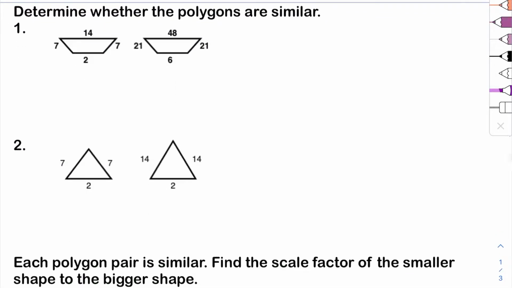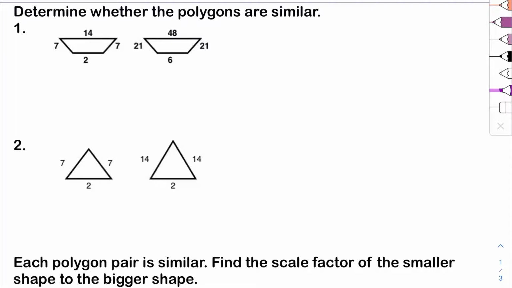Let's look at some practice questions together. So the directions say to determine whether the polygons are similar. Well, we don't have any information about angles here, so the way we're going to determine if the polygons are similar is we're going to verify that the sides are proportional. Remember, proportional means that they increase by the same scale factor. The scale factor is what you multiply by.